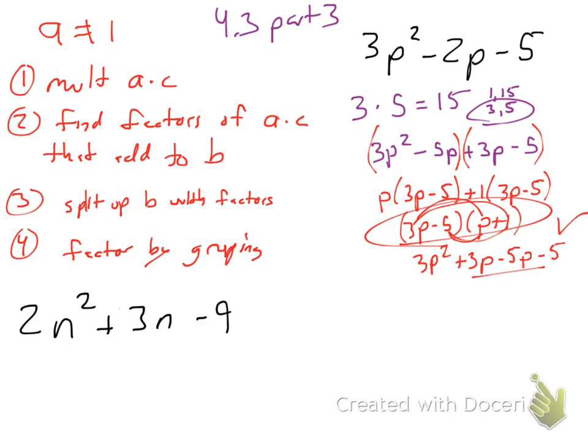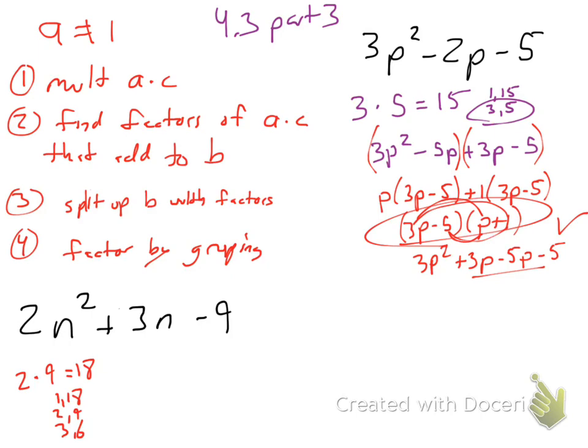I know I went kind of fast there. But remember, if a is not equal to 1, you multiply a times c. In this case, 2 times 9. Now you might be saying, hey, that's a negative 9. I got it. We're going to take care of that in a second. I get 18. The factors of 18 are 1 and 18, 2 and 9, 3 and 6. Any others? I'm thinking 2 and 9, 3 and 6.